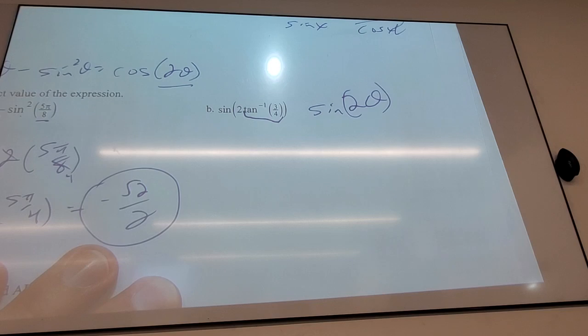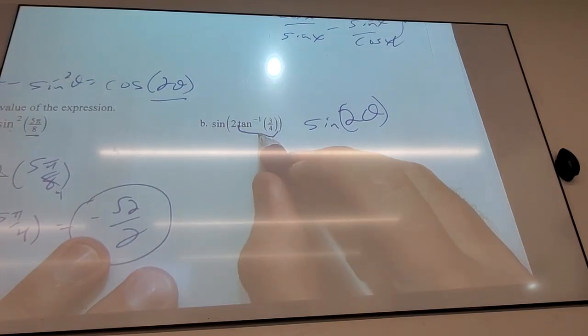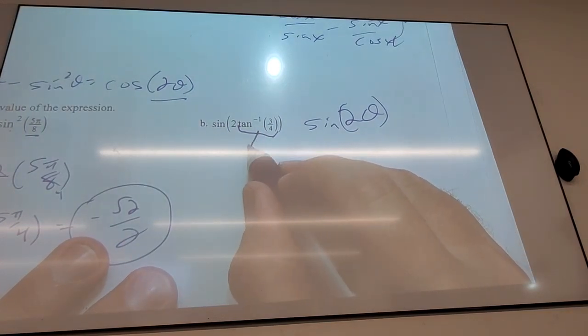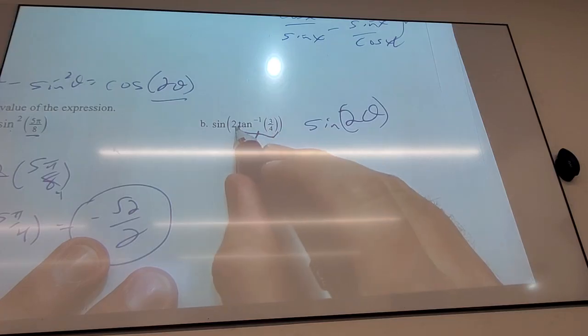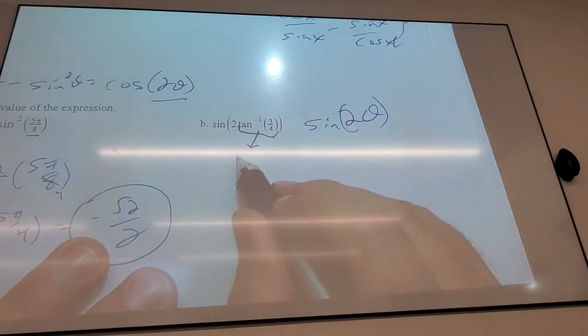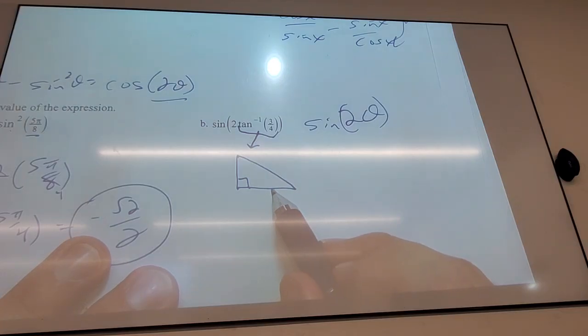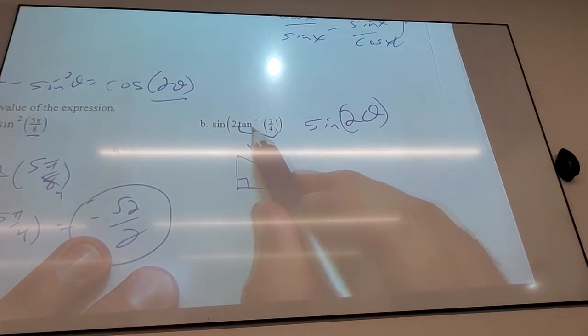Yes. Double input. Because here's the thing. Can you guys draw the triangle that goes with this? Do you guys remember doing that? Like if that 2 wasn't there, we still need to do this, but let me show you. There's a little bit of a trick here. Can you guys draw the triangle that this relates to?